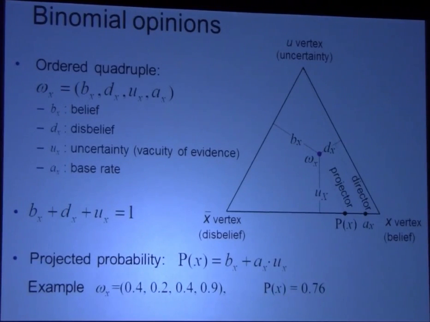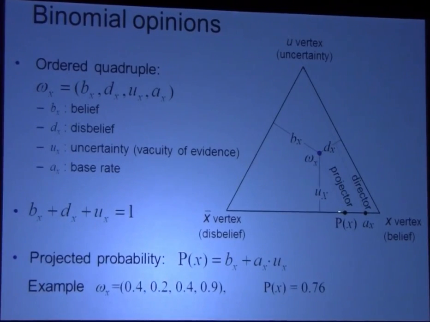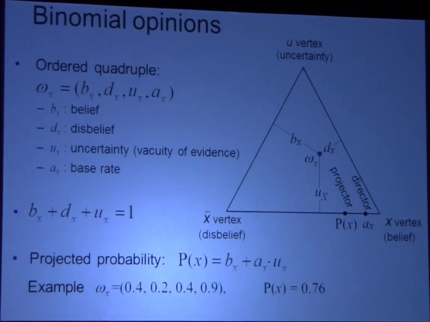But there is, of course, a mathematical formula, which is simply the belief mass plus the product of base rate and the uncertainty. Here's an example. Take the opinion 0.4, 0.2, 0.4. The distance from here to here is 0.4, the distance from here to here is 0.4, and the distance from the right edge to the point is 0.2. So this is the opinion point. The base rate is 0.9, so that's over here on the baseline. Draw a line in parallel with that director from the opinion point down to the baseline, and this value is 0.76. You can visually or geometrically compute the projected probability.